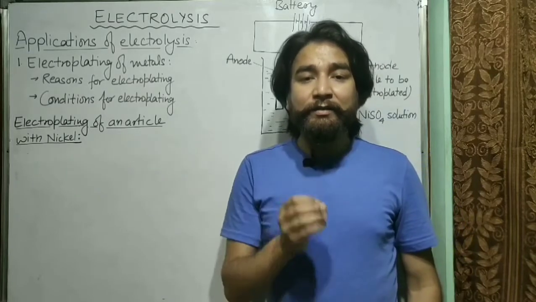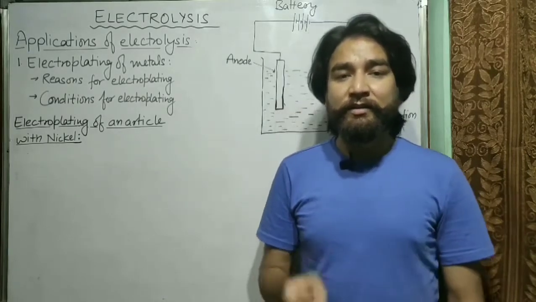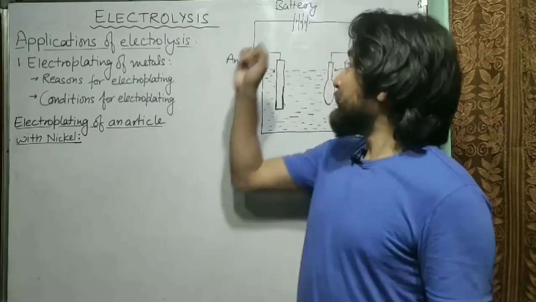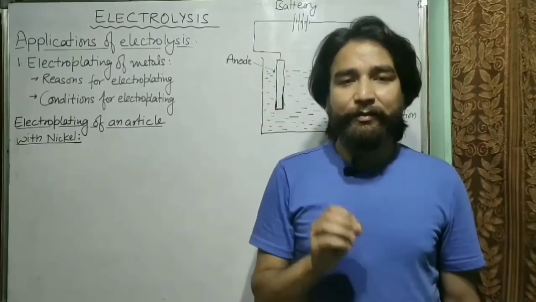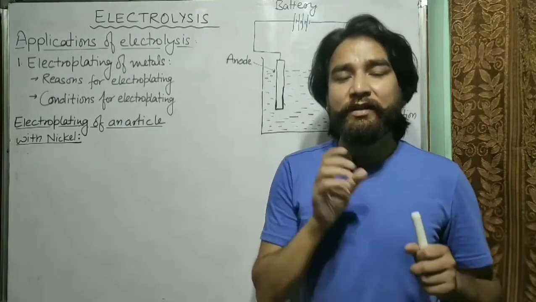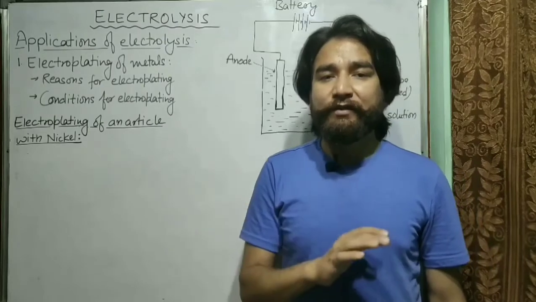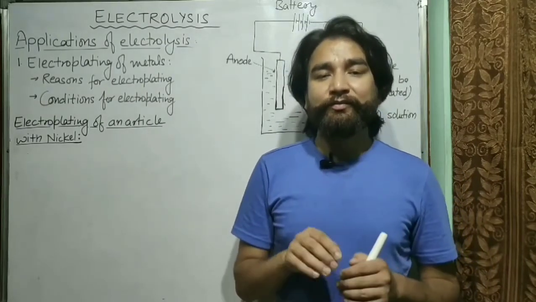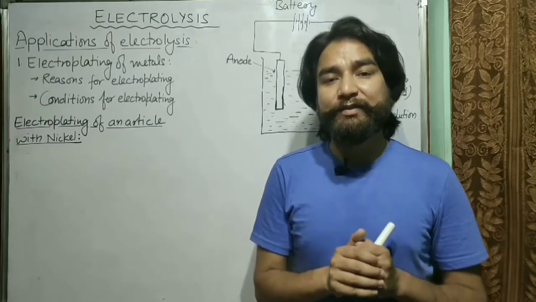And the last point that we have already discussed is that we have to use direct current and not alternating current in the process of electroplating. We have already discussed this part in the previous lecture. So if you have not watched that lecture, please watch the video. I have given the link in the description below.